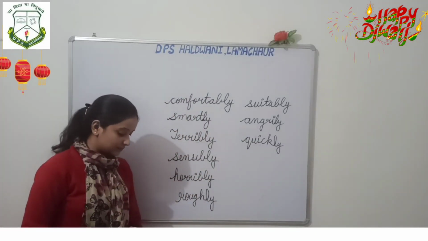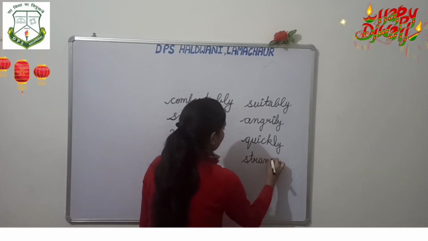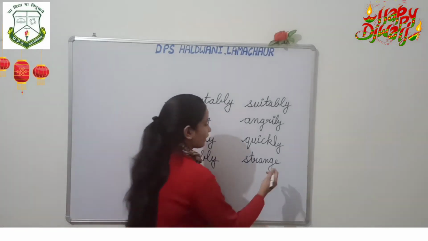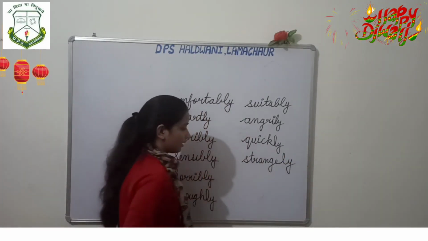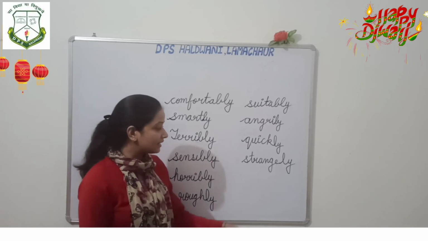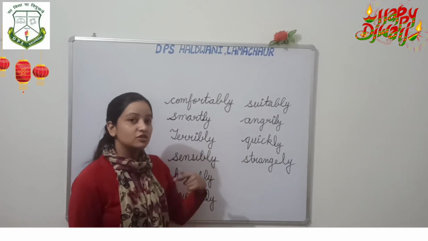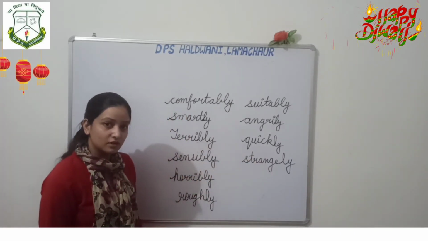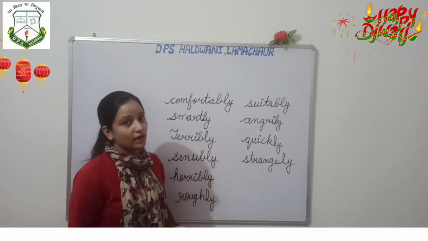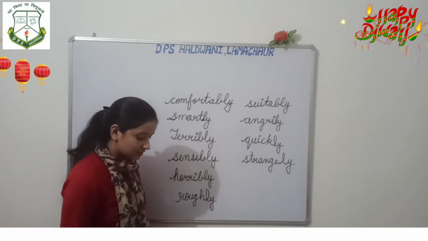Now the next is strange, S-T-R-A-N-G-E. So what do we do? We add L-Y. This word has only one syllable and ends with E. We have learned that whenever the words end with E, we just add L-Y. So strange, strangely.